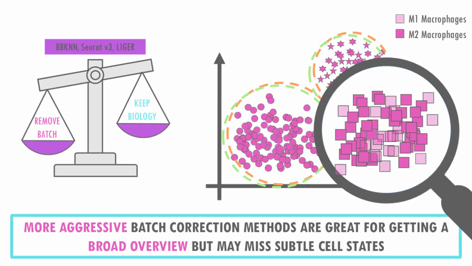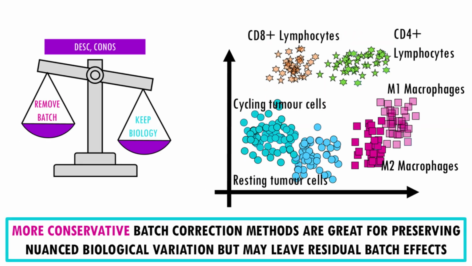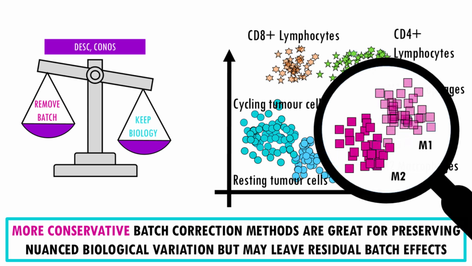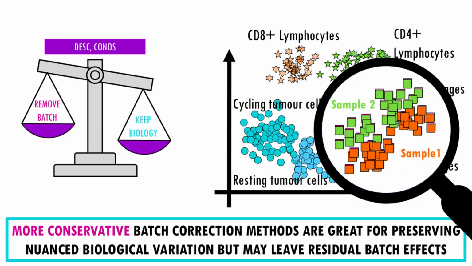If we take the opposite, so more conservative methods like DESC or CONOS, we find that they're better at preserving nuanced biological variation and retaining rare cell types, but of course they might leave residual batch structure, meaning cells from different batches might not fully integrate. For example, you might see a clear separation between M1 and M2 macrophages in two distinct clusters, but when we look closely, we realize that within each group, they're not really integrated well and they are separating by sample.